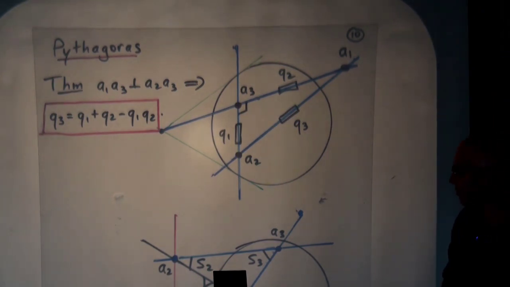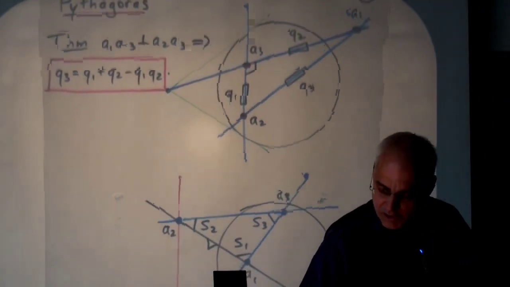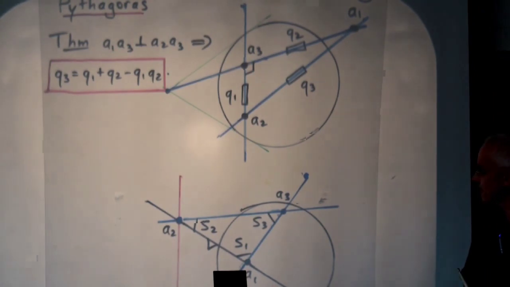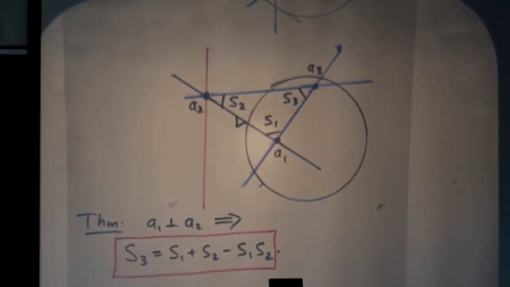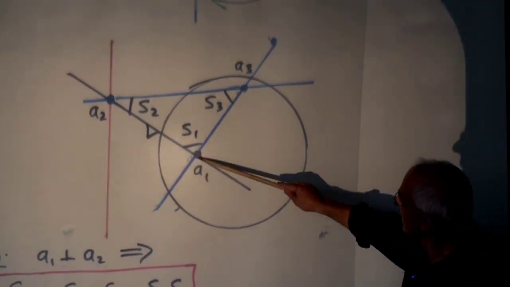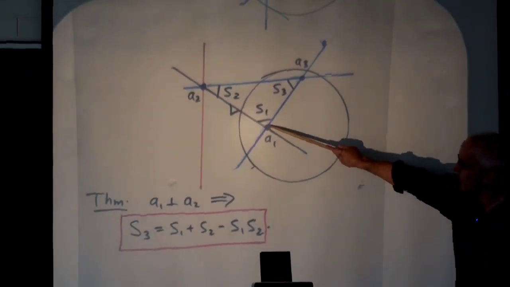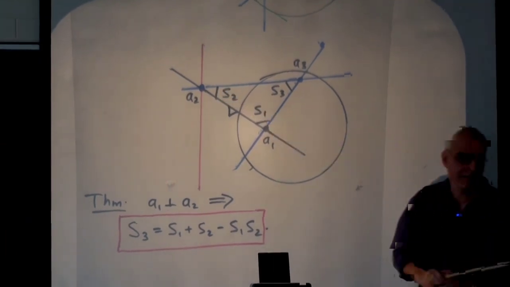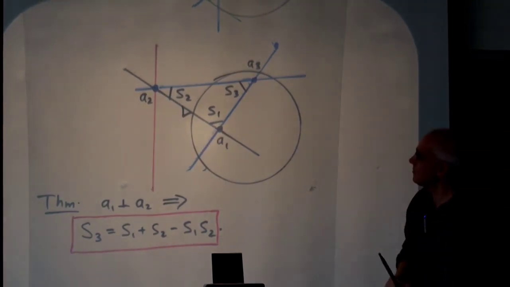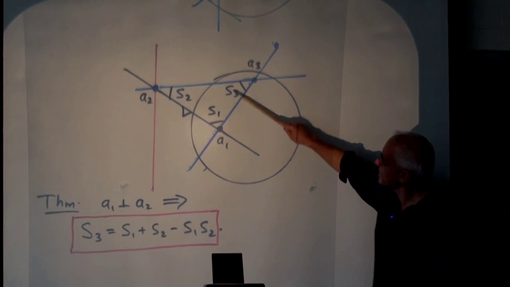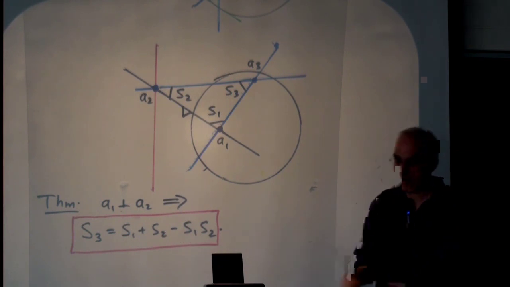That's Pythagoras' theorem in this purely algebraic formulation of hyperbolic geometry. It has a dual formulation involving lines. So here we have three lines, and now instead of having two lines which are perpendicular, we have two points which are perpendicular. So suppose this point is perpendicular to this one. Geometrically, that means that this point lies on the dual of that one. So if these two points are perpendicular, then the three spreads satisfy the same kind of relation: S3 equals S1 plus S2 minus S1 times S2.